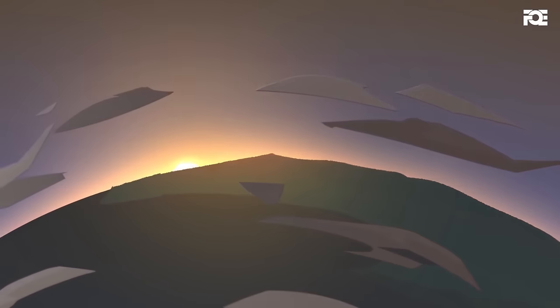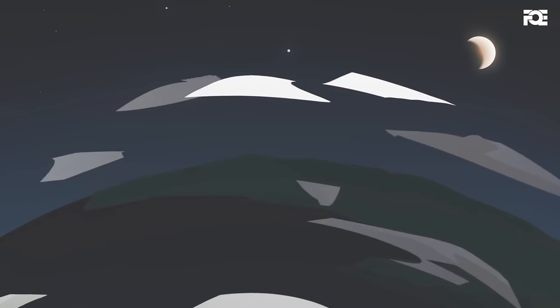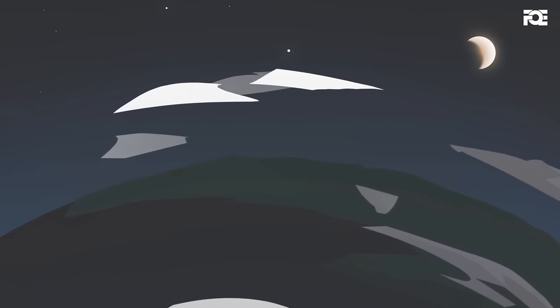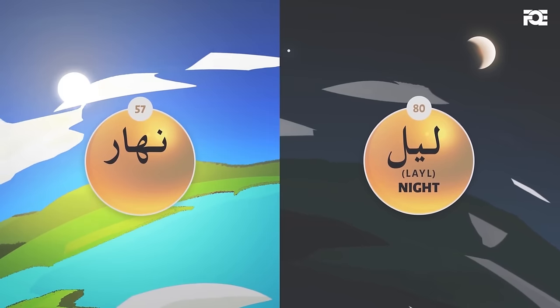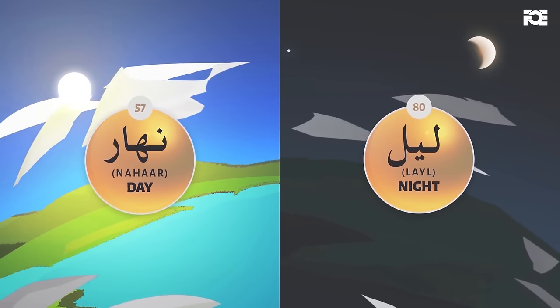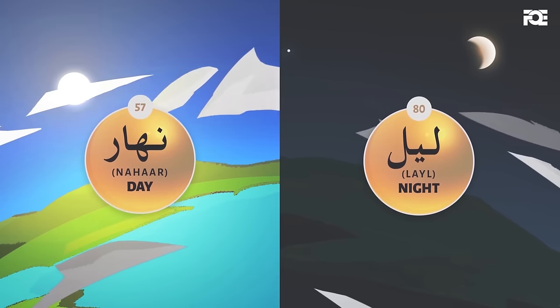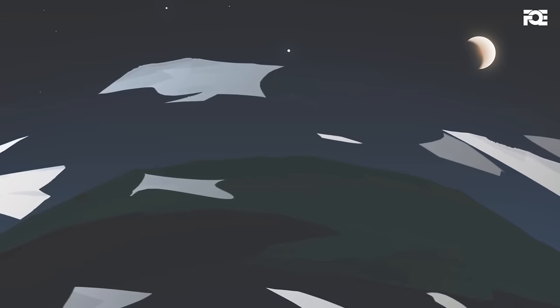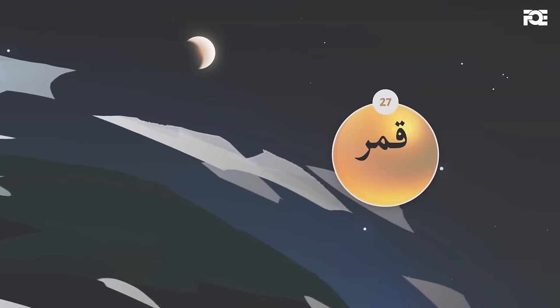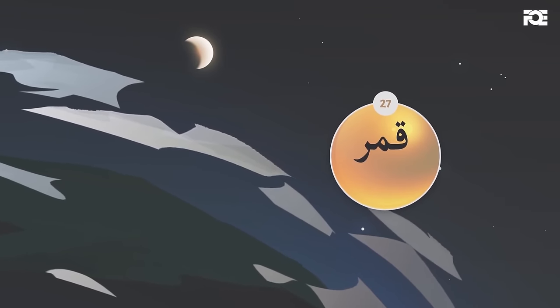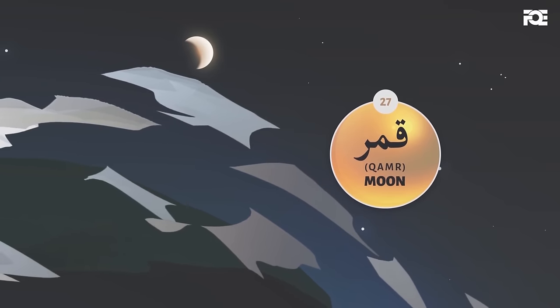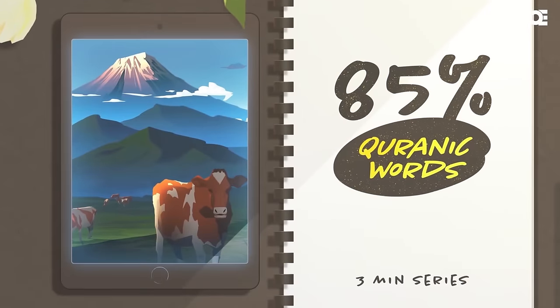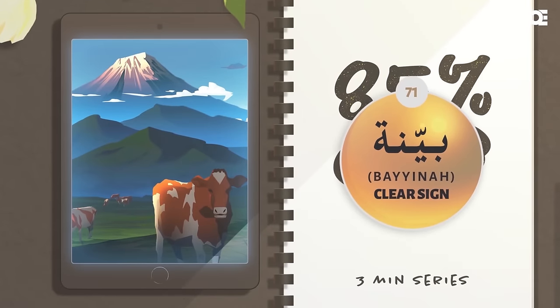Slowly the shams went down and the sama became dark. Now it is layl, night. Nahar, day, layl, night. I can see the qamar shining beautifully in the sky. Qamar, moon. Each one of these is a bayyina, clear sign.